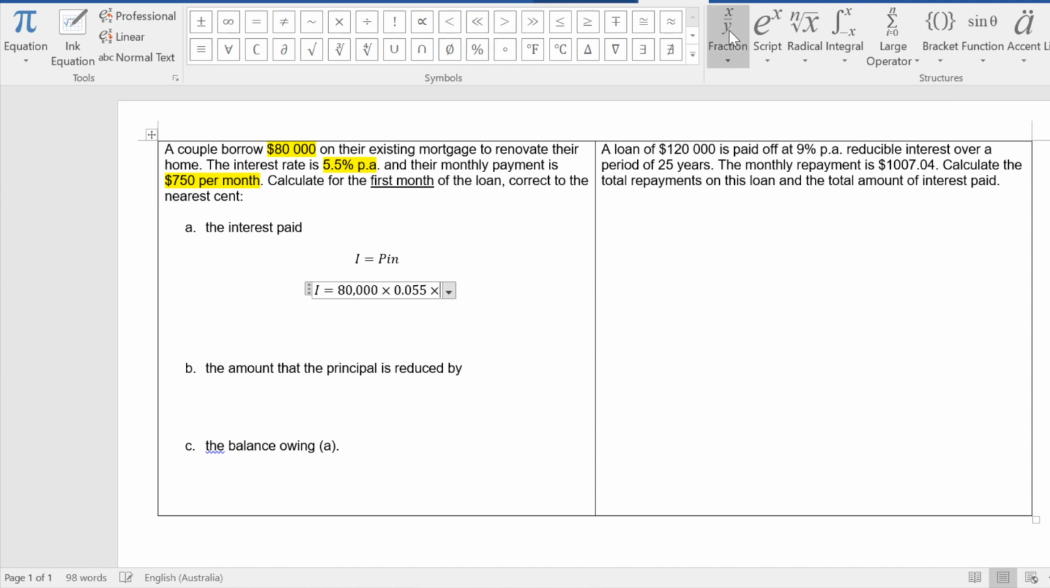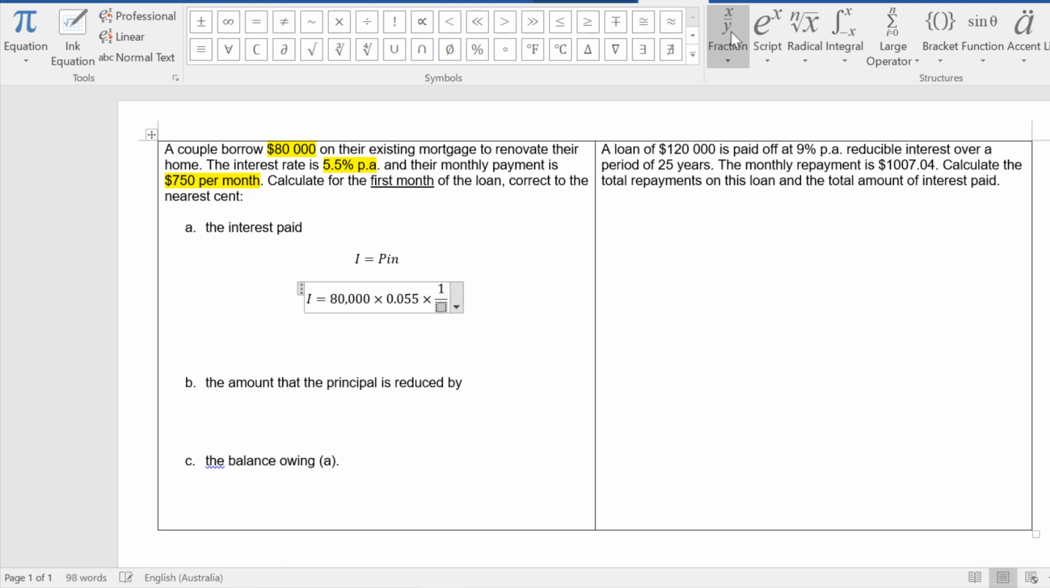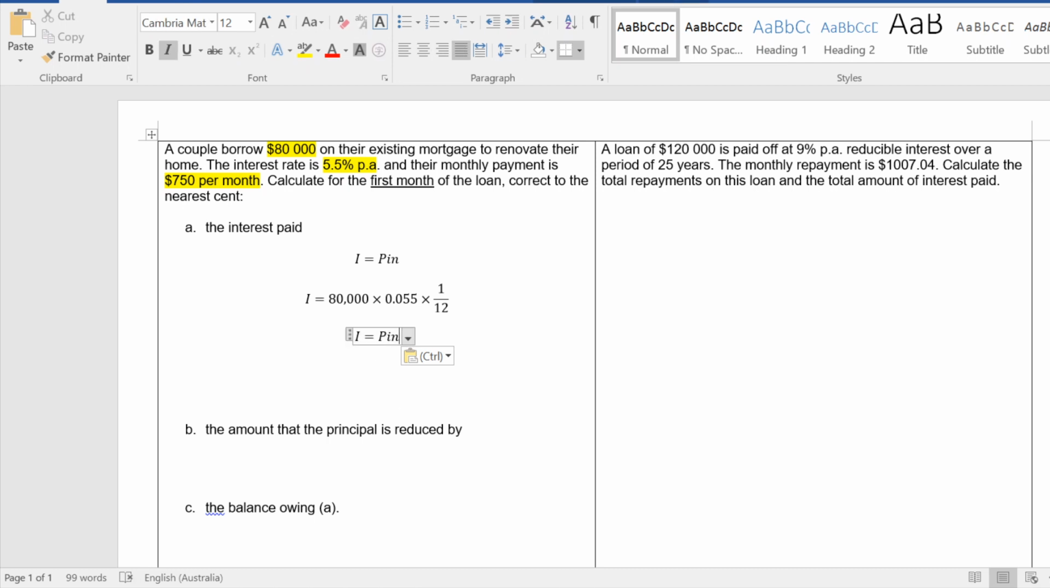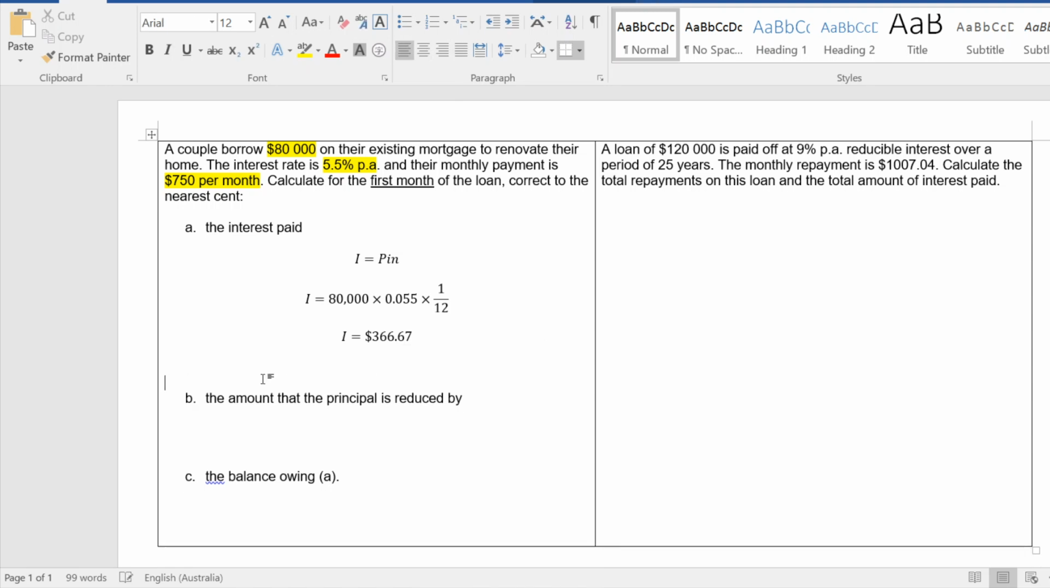And finally, n. Now, n is not 1. We are not doing this for 1 year. What we're actually doing it for is 1 month, or 1/12 of a year. Now, when you put that into your calculator, so times 0.055 times 1/12, we end up with $366. Let's write that down here. $366.67 rounded to the nearest cent. Okay, that's the interest that they paid on that first month.